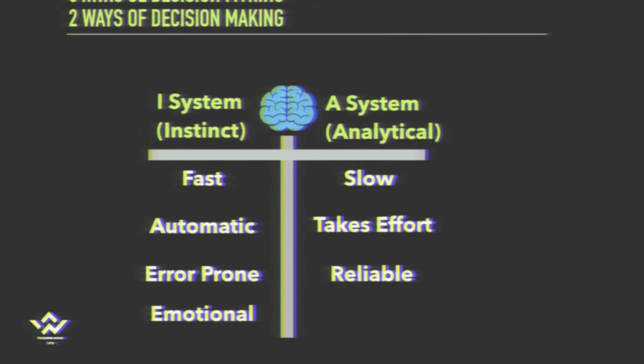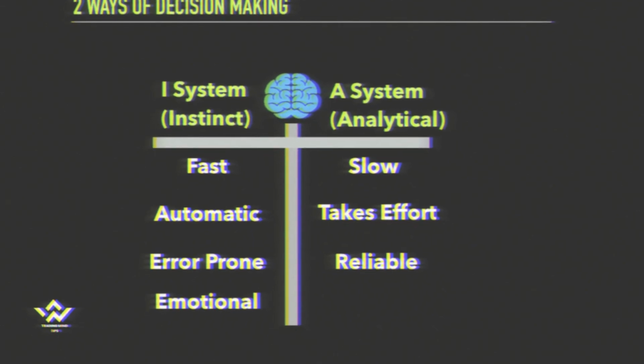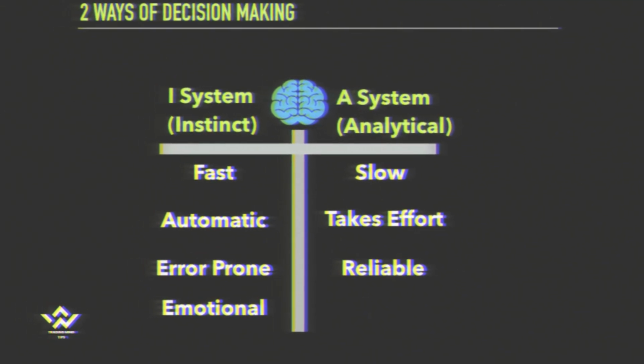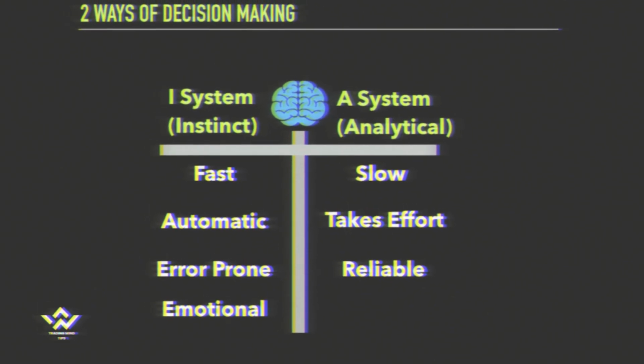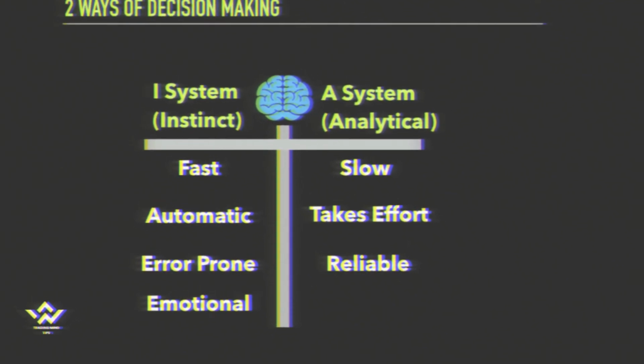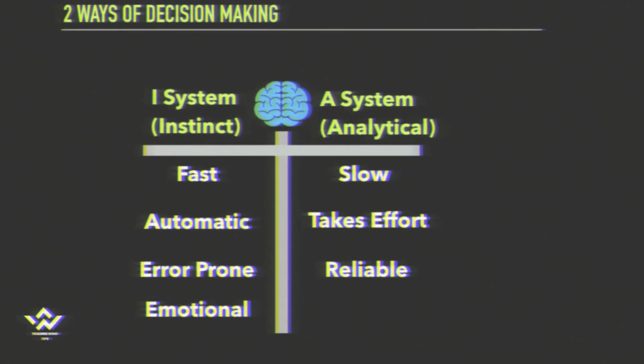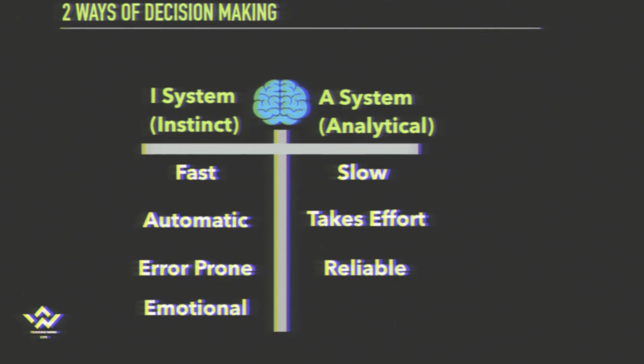When it comes to trading and making decisions, most of us think that we are always using our A system to make our decisions, but when trading in real time under financial pressure, we use our I system more often than not. And to get this point across, I want to give you a popular 3-question cognitive reflection test designed by Shane Frederick.